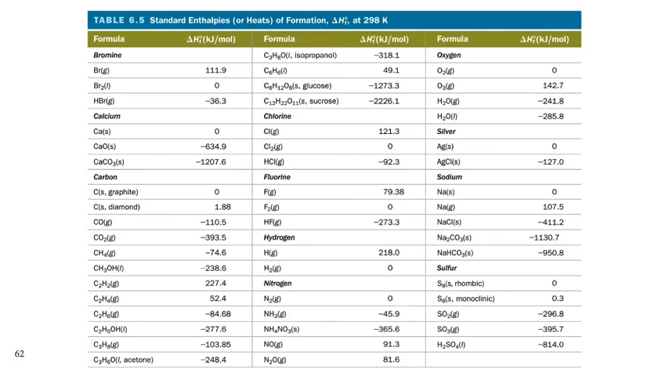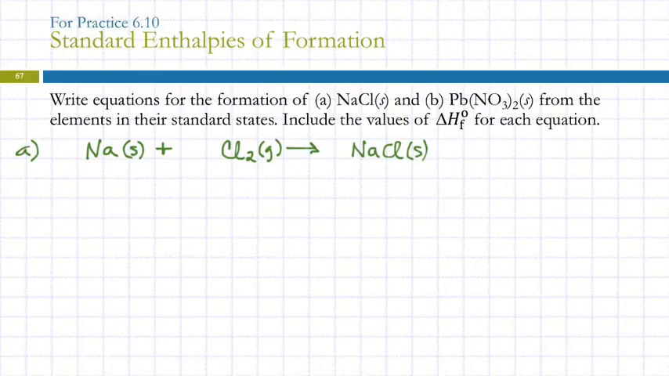While we're here, let's look up the heat of formation for sodium chloride because we need that number. So here's sodium chloride solid. That's the one we're writing the equation for. Minus 411.2 kilojoules per mole. So delta HF is going to equal minus 411.2 kilojoules.